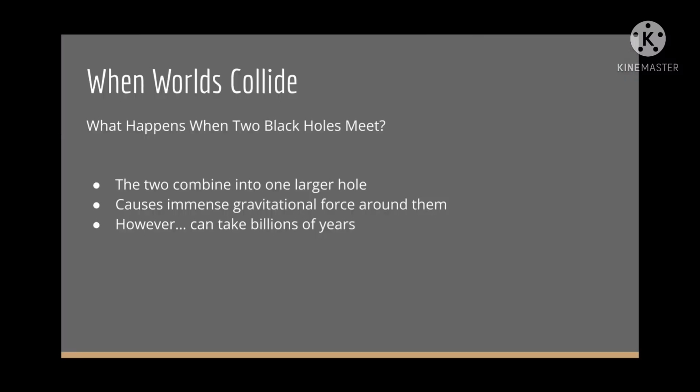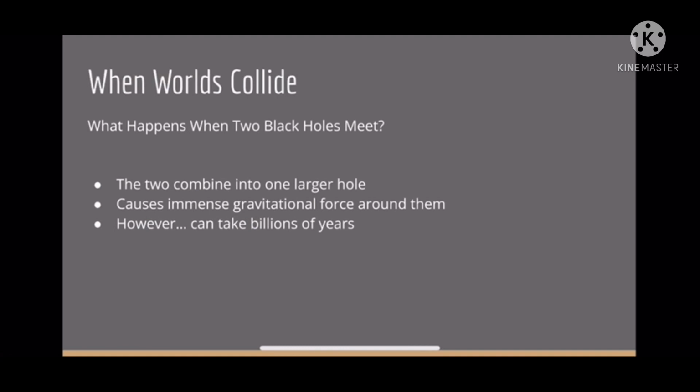When two black holes meet, they eventually combine into an even larger black hole, which causes an incredible amount of gravitational force around them. However, this takes billions of years, since they don't actually smash into each other. They actually spin around each other until they collide, which also causes a gamma ray burst because of the incredible force.